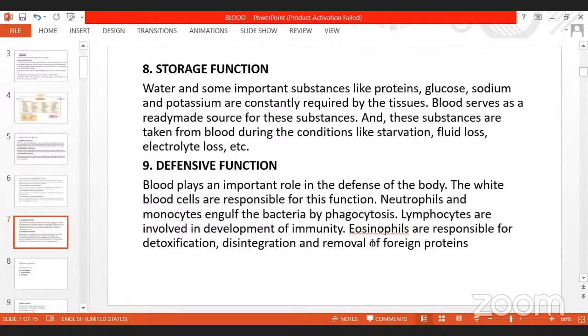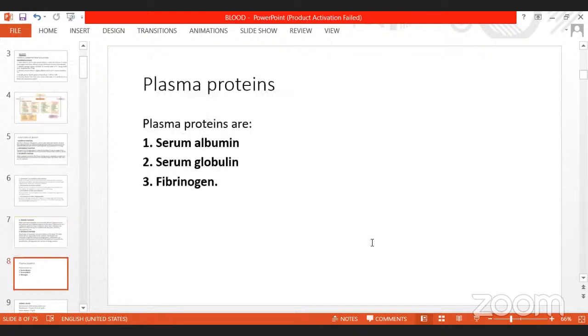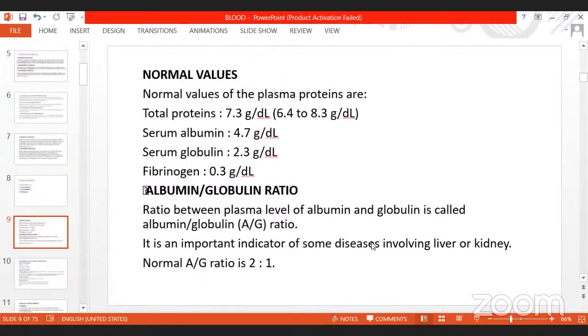Let's see in detail about the plasma protein. The major plasma proteins are three: serum albumin, globulin, and fibrinogen. The total protein level in the body is around 7.3 gram per deciliter, that is around 6.4 to 8.3 gram per deciliter. Serum albumin is around 4.7 gram per deciliter, serum globulin is 2.3 gram per deciliter, and fibrinogen is 0.3 gram per deciliter.